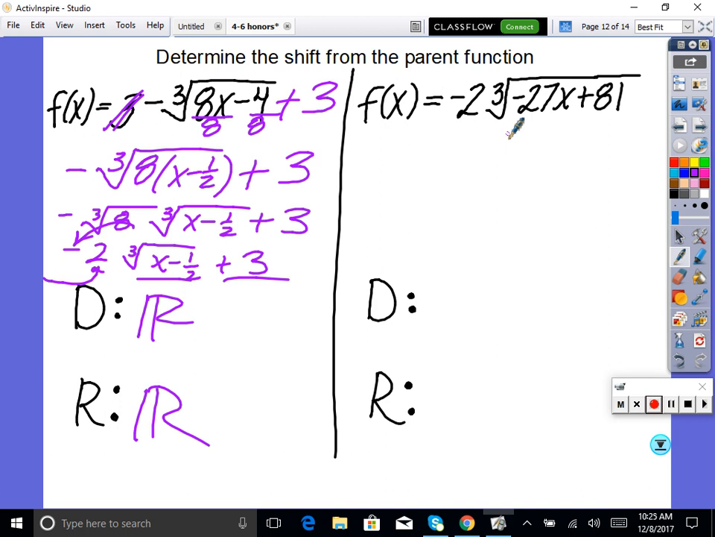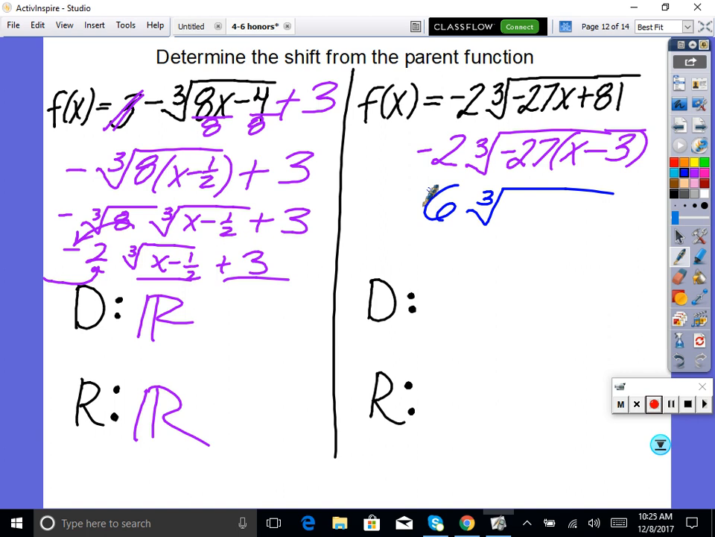This one's interesting, okay? So one more example. Right here, we have a negative 2. We're going to factor out a negative 27, aren't I? Then left would be x minus 3. What's the cube root of negative 27? Negative 2 times negative 3. So we have 6 cube roots. So isn't it positive 6? Cube roots of x minus 3. So we'd say right 3. Compression. No, stretch of 6.